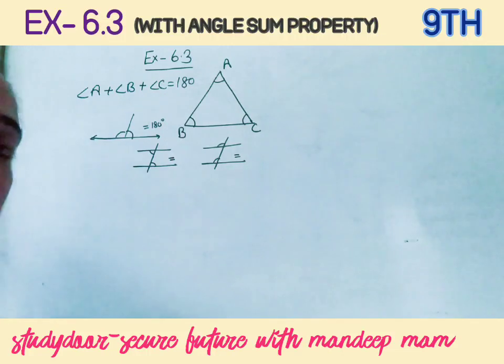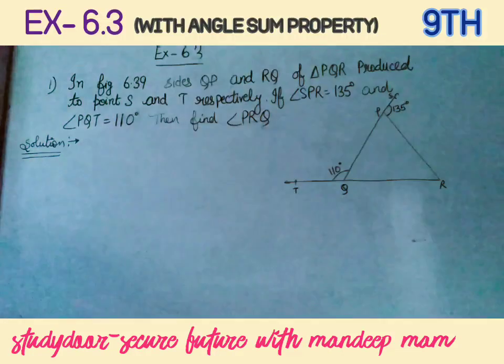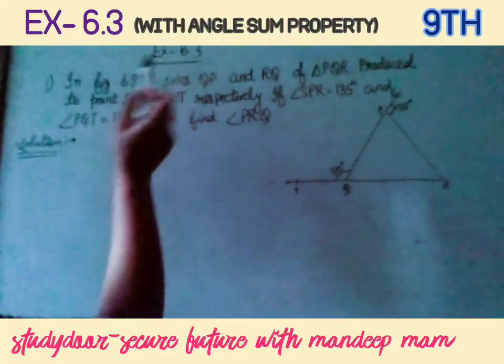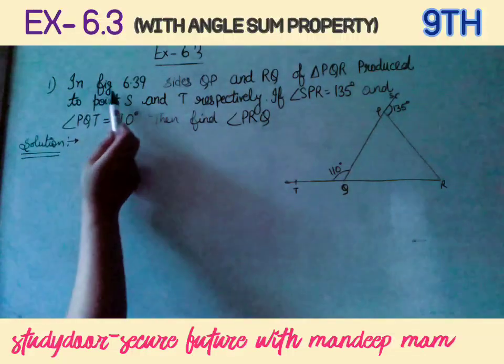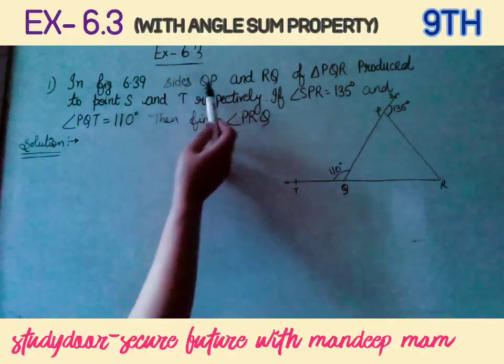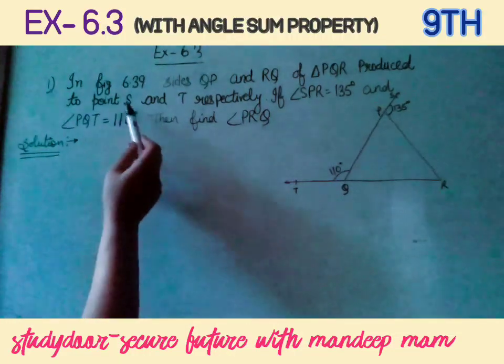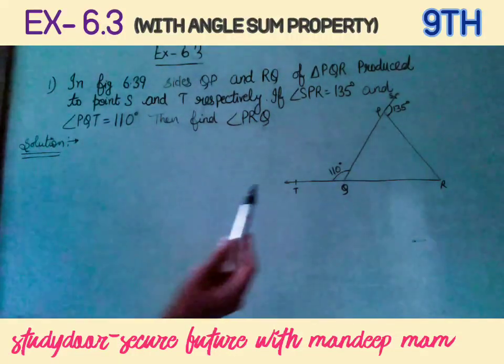Let's start exercise 6.3. Now we have a sum from exercise 6.3. In figure 6.39, sides QP and RQ of triangle PRQ are produced to points S and T respectively.